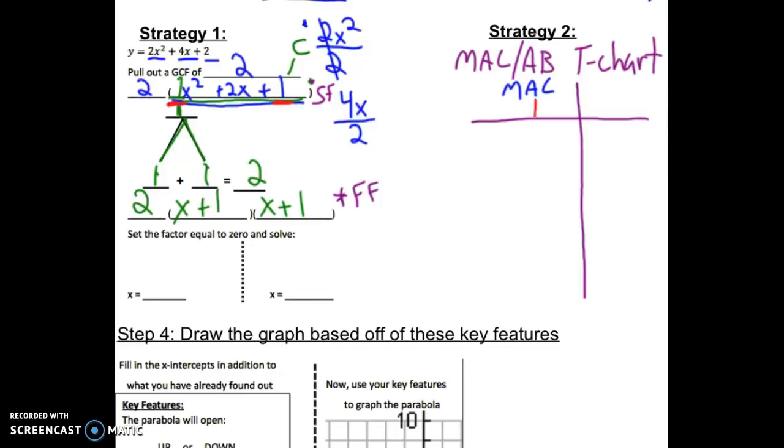This works every time, because there will be times when the leading coefficient is greater than 1, and the factoring looks a little bit different, but the first step is always the same. You multiply the A term and the C term together. And then the AB part stands for the two factors having to add up to B, the B term. So I put the B term here. I need factors of 1 that add up to 2. In this case, we already found them: 1 and 1. 1 times 1 is 1, 1 plus 1 is 2.